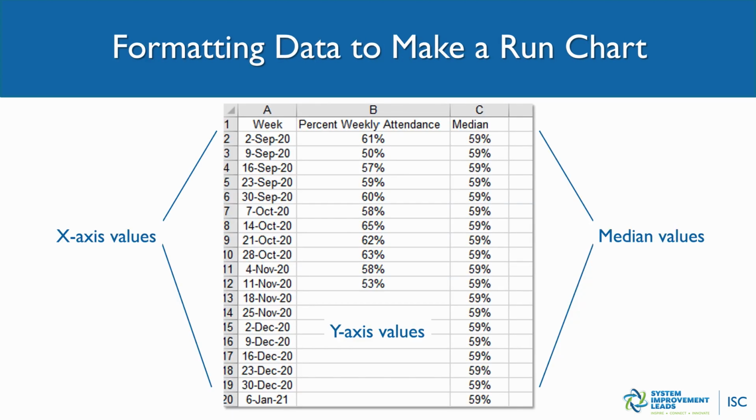If you're wondering how to format your data in a spreadsheet to make a run chart, take a look at this example. X-axis data is located in column A, while y-axis data is located in column B, and data for the median is placed in column C. Organizing your data in this way will allow you to quickly use the line chart function in your software to make the run chart you need. It also affords you a place to collect new data to add to the run chart as it becomes available.